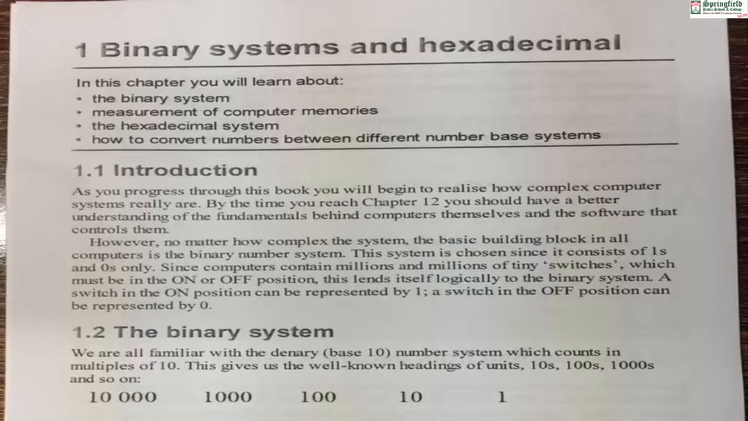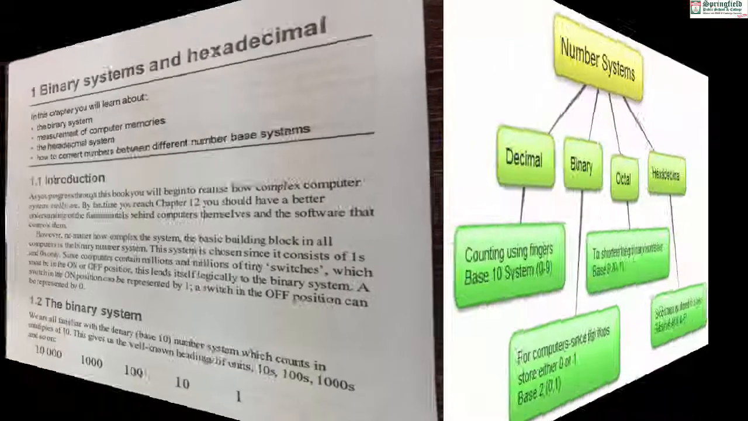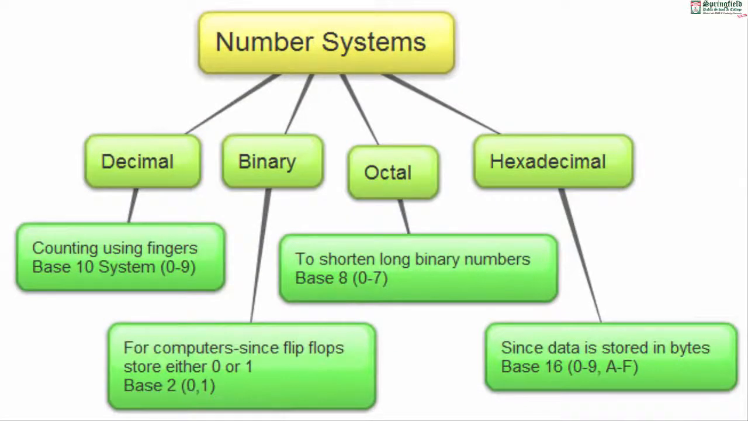As you progress through this book, you will begin to realize how complex computer systems really are, and by the time you reach chapter number 12, you should have a better understanding of the fundamentals behind computers themselves and the software that controls them. However, no matter how complex the system, the basic building block in all computers is the binary number system, and this system is chosen since it consists of ones and zeros only. Since computers contain millions and millions of tiny switches which must be in the on and off position, this leads itself logically to the binary system.